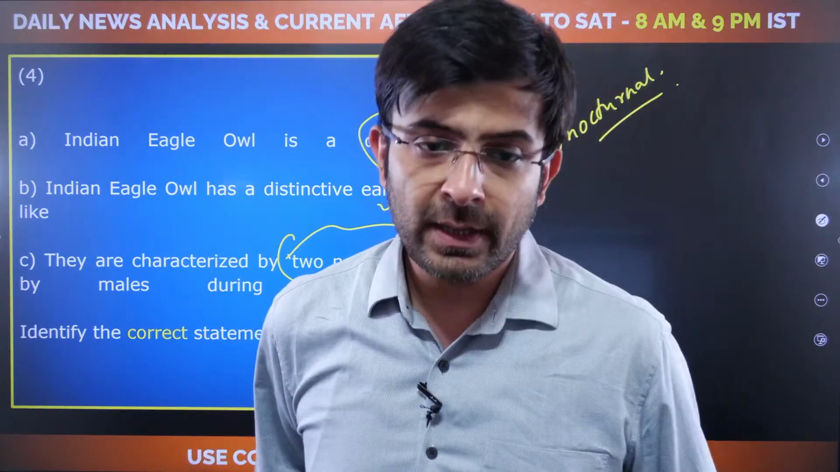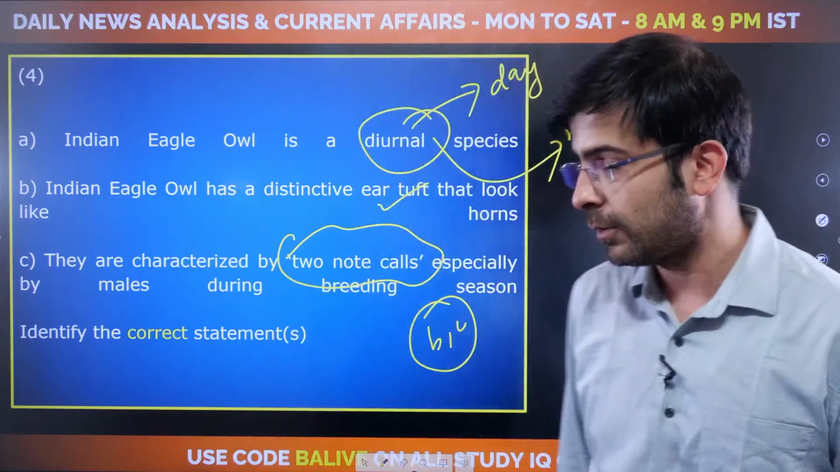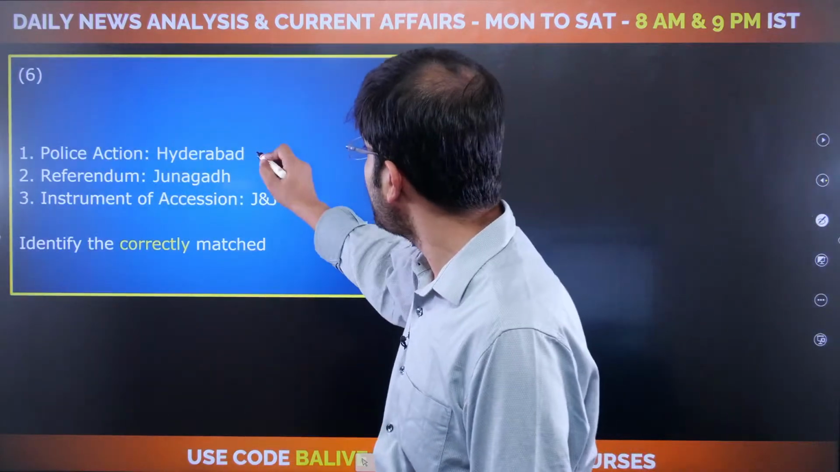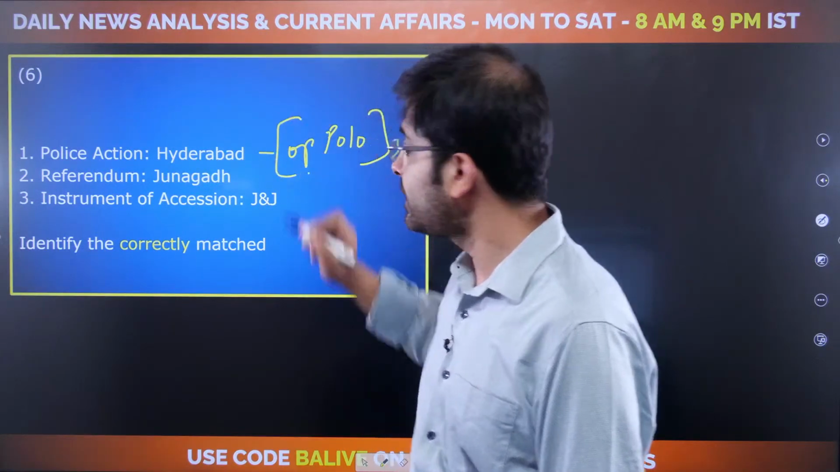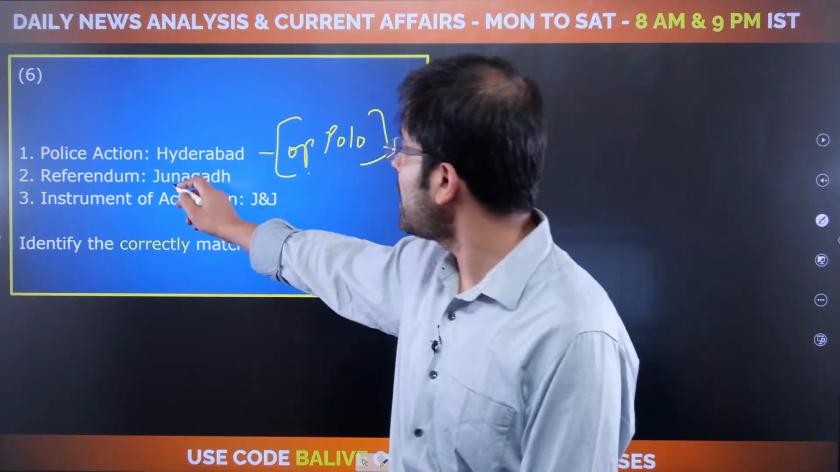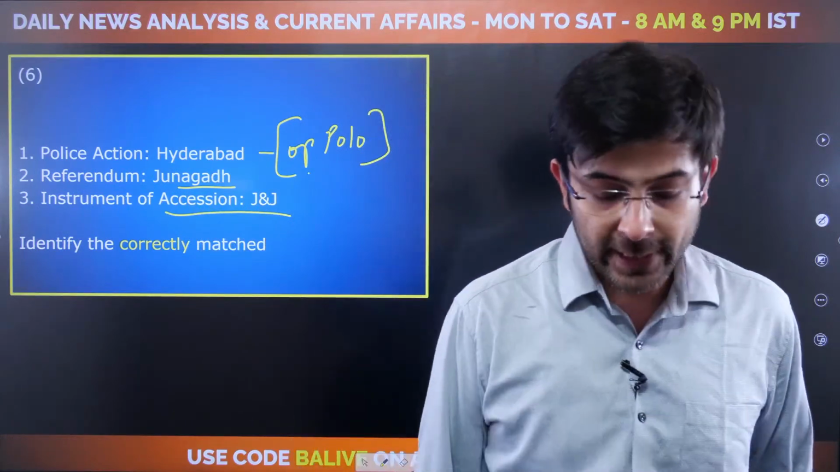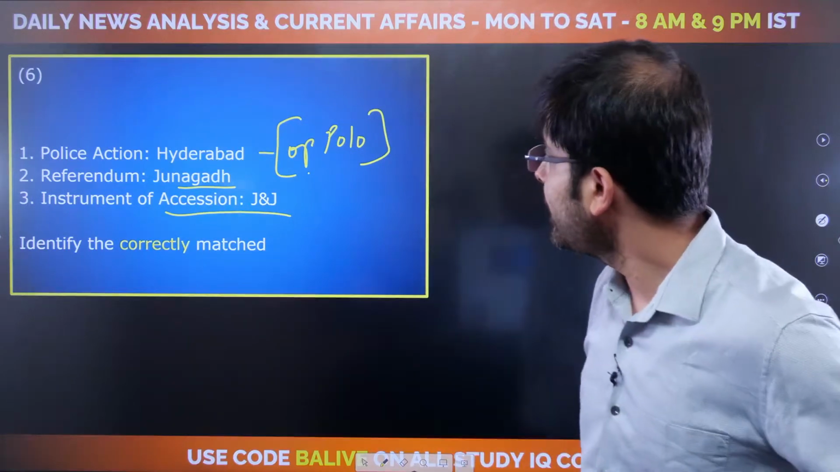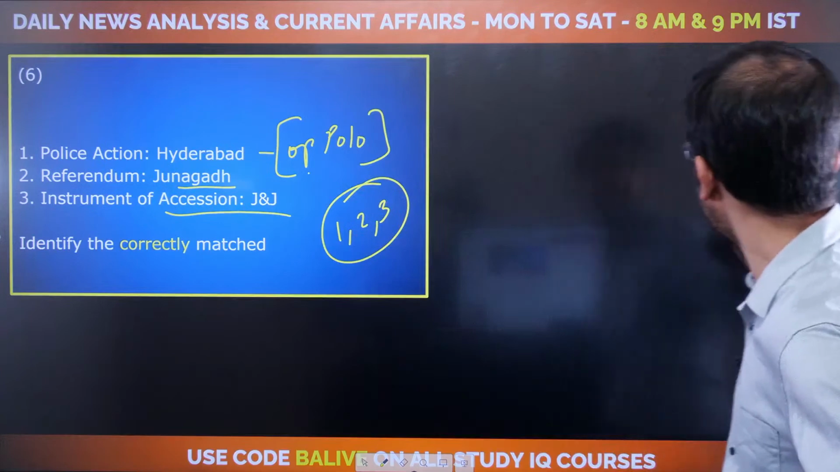Cognizable is without, correct, and non-cognizable is with. Absolutely correct. Good attempt, guys. All right. Next, police action, Hyderabad, Op Polo. Okay, Sardar Patel, and he's credited with the Operation Polo. Thereafter, referendum was carried out in Junagadh, an instrument of accession with the Maharaja Hari Singh that led to J&K becoming a part of India. All right. So finally, the three statements here correctly being matched are 1, 2, and 3. All of them being correct.